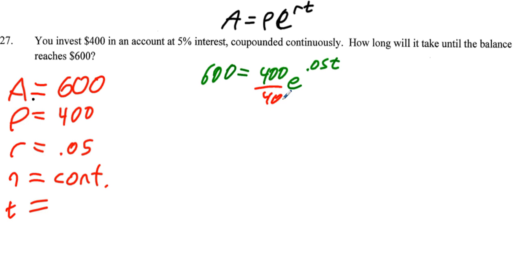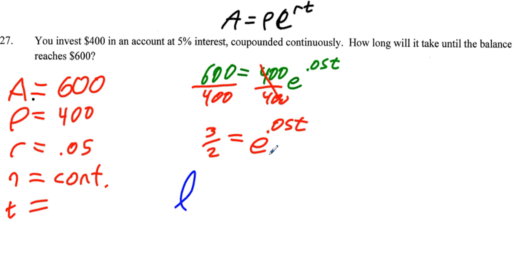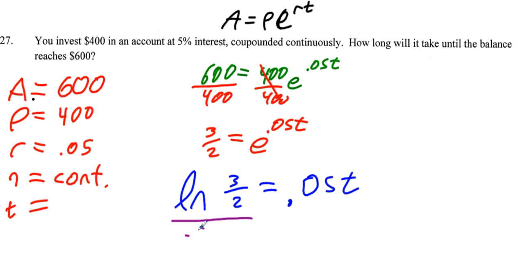So divide by 400 first. That's 6 over 4, which is 3 over 2. Then, to get the variable down from the exponent, we're going to log it. Since it's e, it's natural log of 3/2 equals, now the exponent's chopped down, 0.05 T. And finish by dividing by 0.05.